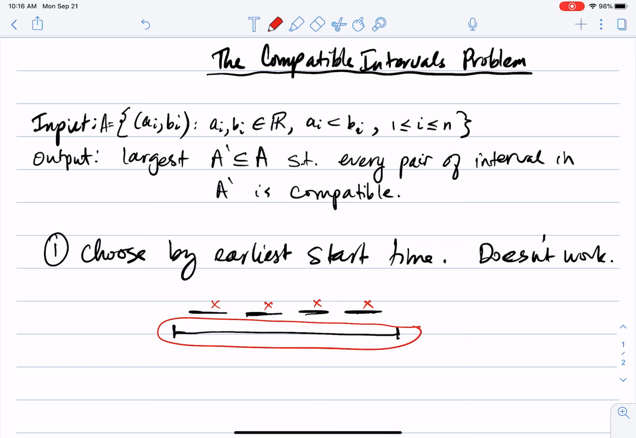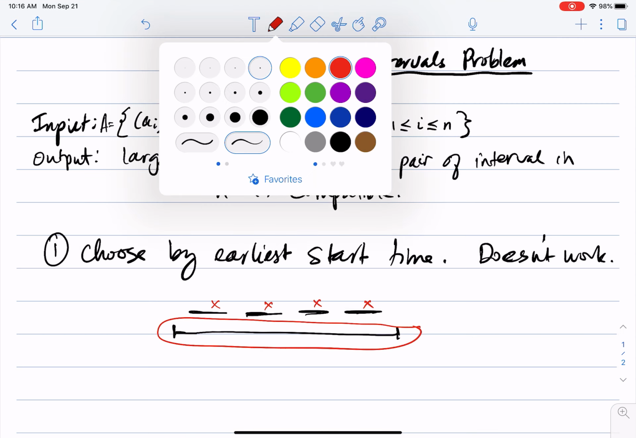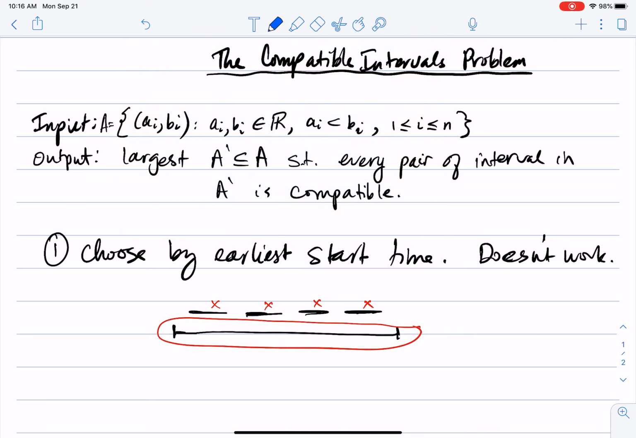Now we know that an optimal solution would have been to choose this, this, this and this, but not this one. Because this solution allows me to schedule 4 jobs instead of the 1 that the greedy algorithm would have given. So choosing by earliest start time doesn't work, and this is a counterexample. Again, I'm drawing it here, but you can create the a_i and b_i values for this based on this drawing.